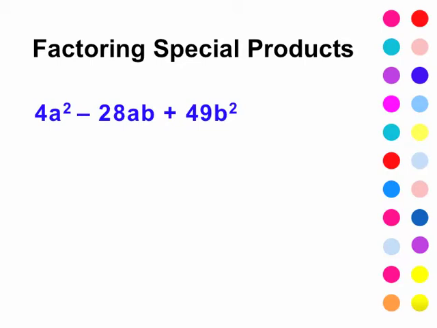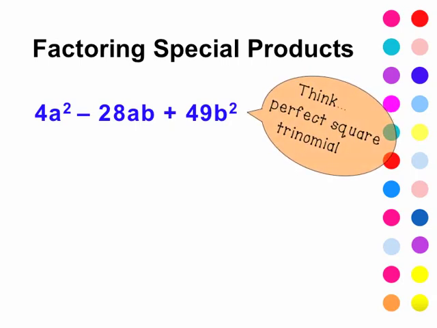In this example, it is a trinomial, but it's a special kind of trinomial. It's called a perfect square trinomial because the first and third terms are perfect squares. And if you take the square root of each of those terms and you double the product of those square roots, you'll get the middle term. So these problems factor this way.